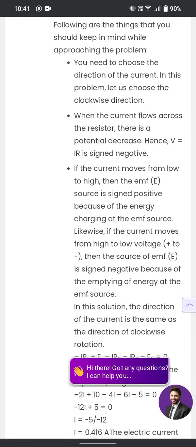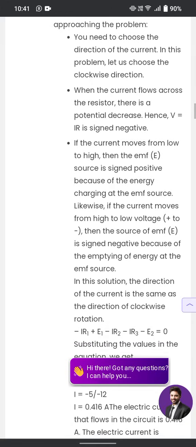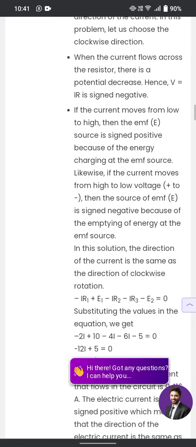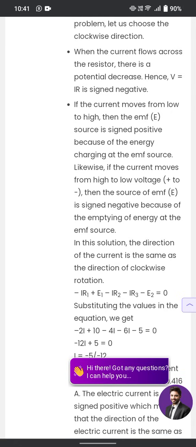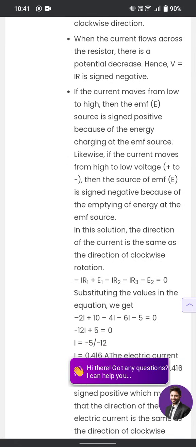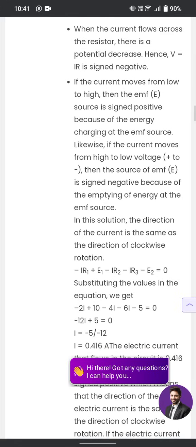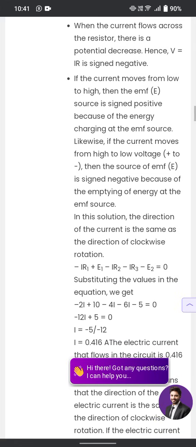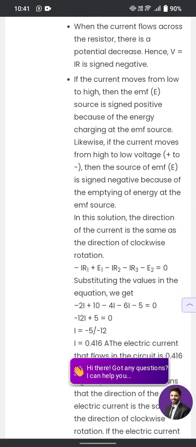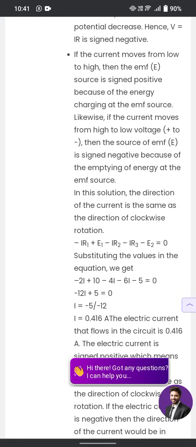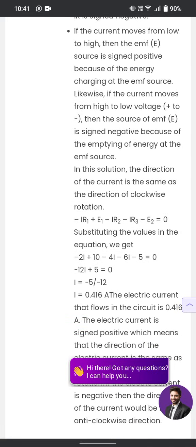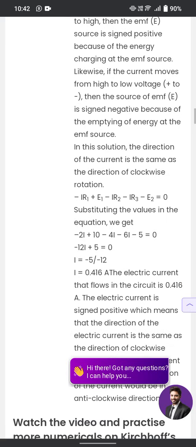When the current flows across the resistor, there is a potential decrease, hence V equals IR is assigned a negative sign. If the current moves from low to high, then the EMF is assigned a positive sign because of the energy charging at the EMF source. Likewise, if the current moves from high to low voltage, then the source of electromotive force is assigned a negative sign because of the loss of energy at the EMF source. In the solution, the direction of current is the same as the direction of clockwise rotation.